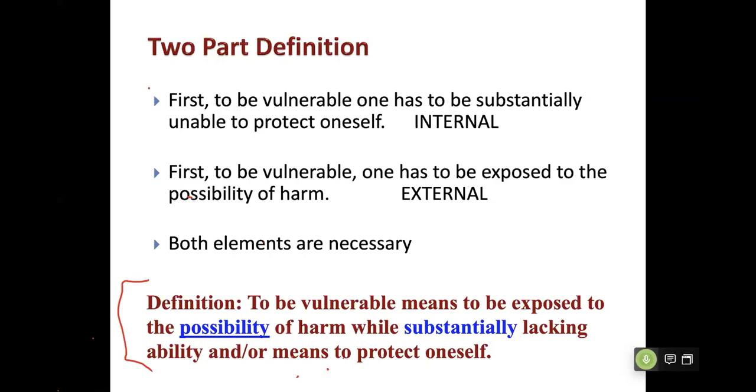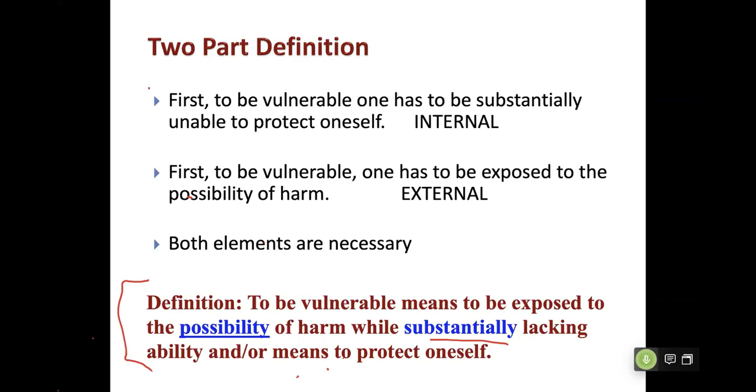some type of vulnerability. We're not all able to read to the same extent, to have the same intelligence to read the informed consent form. What I'm trying to say is that we all don't have perfect superior intelligence, and so we're all somewhat vulnerable to being able to reason, but more people are more substantially lacking the ability or means to protect themselves.